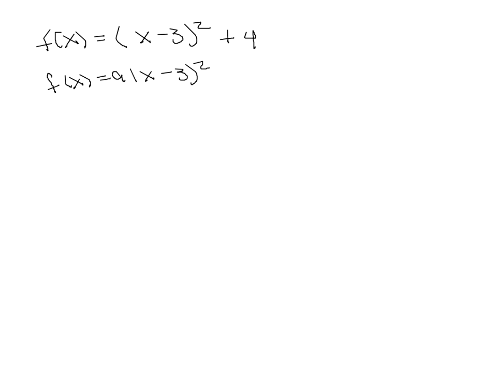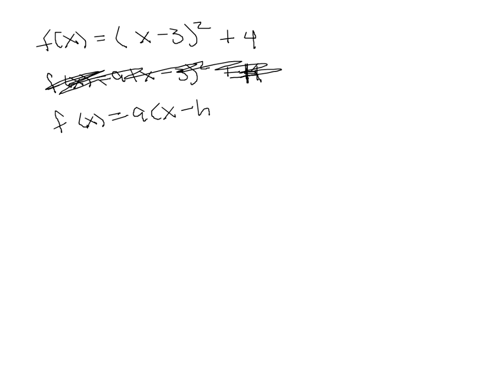Okay, so I'm going to do a quadratic function that's in standard form. The function is f of x equals (x minus 3) squared plus 4. Remember that standard form is f of x equals a(x minus h) squared plus k.